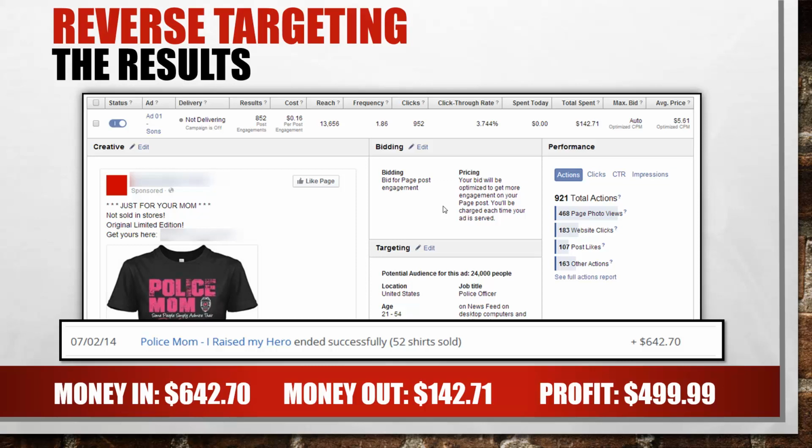Now with this one it makes sense because the shirt is about the actual person that sees the ad, and of course they want to tag their mom because they're proud of their profession. This works with many different things: husbands, wives, boyfriends, girlfriends, moms and dads, all that kind of stuff, because of the people that are involved. So I want you to really look at this methodology and think about how you can apply it to all the different things you're looking at, and how you can apply it to your business to generate more revenue using reverse targeting.